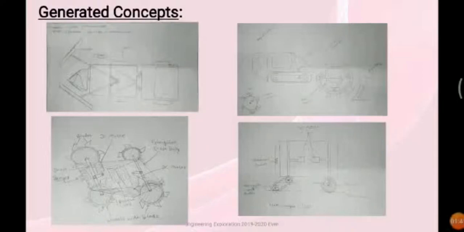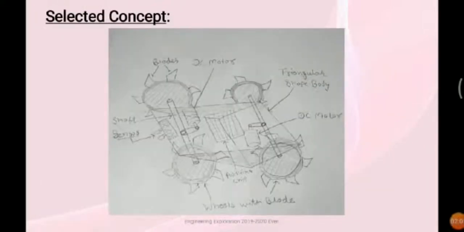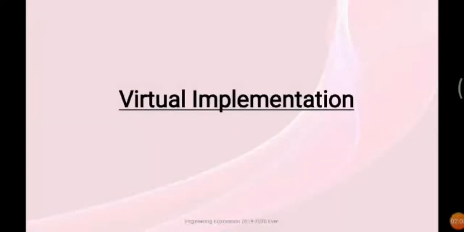Keeping in mind our subsystems identified, we have generated four concepts: concept 1, concept 2, concept 3, and concept 4. With the help of these concepts and by Pugh chart evaluation, we have selected one concept, that is concept 3. In virtual implementation, with the help of Autodesk Inventor, we have made the 3D model of concept 3. In this virtual implementation, we have made the 3D model of the entire subsystem.